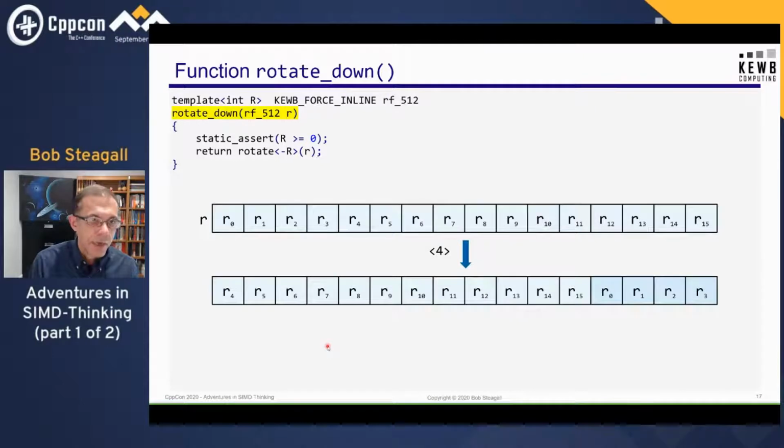And we can use that. We can write a couple of handy wrappers on that. We can have rotate down. What rotate down does is it takes an integer template argument, and it assures it's greater than 0. For rotating down, we take the rotation value, make it negative, and that's what we apply rotate to. So in this case, if I'm rotating down to the left towards the least significant byte by 4 values, then the values R4 through R15 are shifted to the left by 4, and the values R0 through R3 end up at the high end.